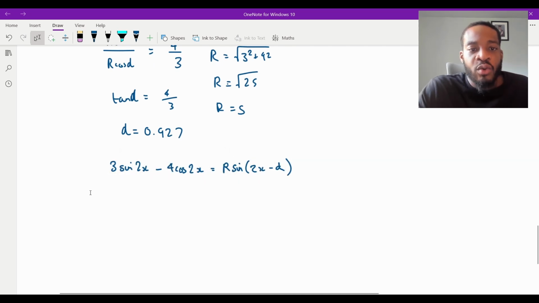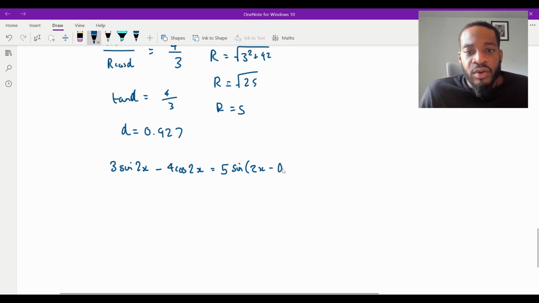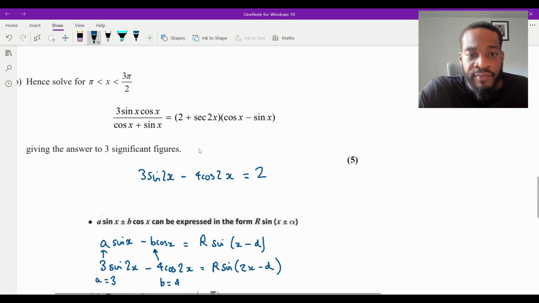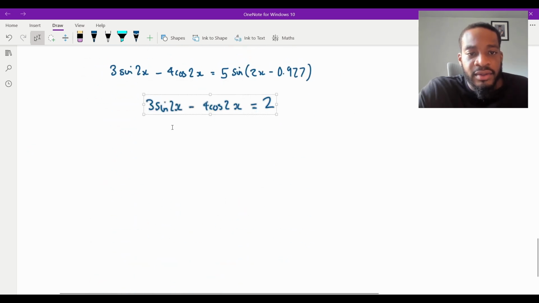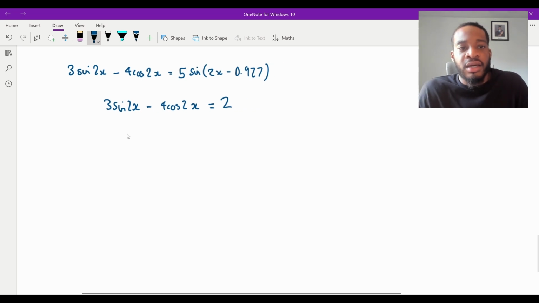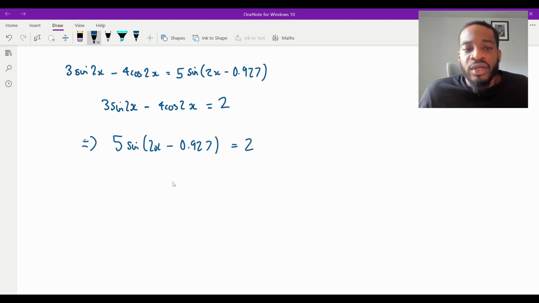So this was it. Now we know what r and alpha are. I can replace it. R is 5, so that will go there, and then alpha is 0.927. Perfect. And now remember, this was equal to 2, wasn't it, from this one, right? So now we can just put that back and solve it. That just means that 5 sine of 2x minus 0.927 has to equal 2. And now we can just solve this easily.